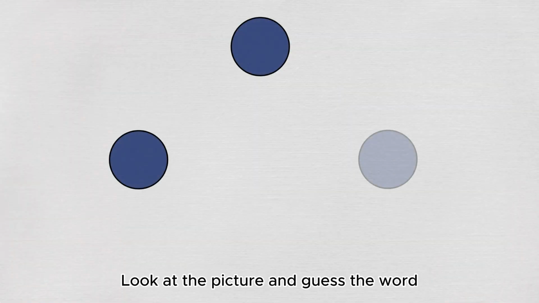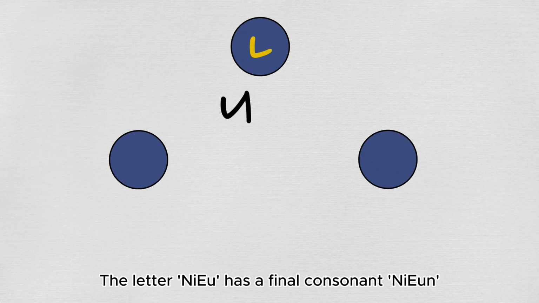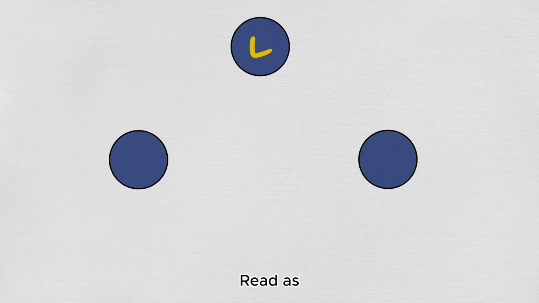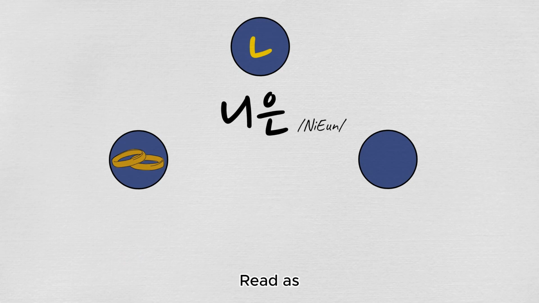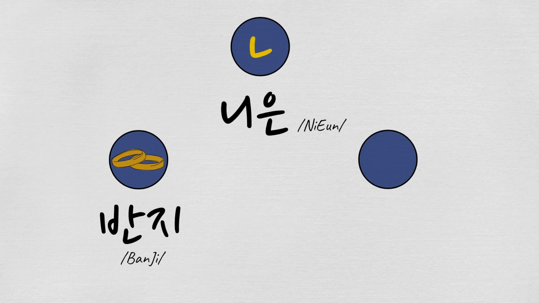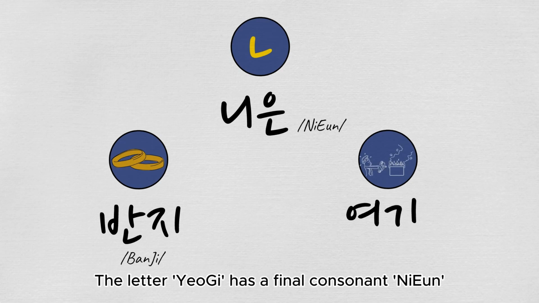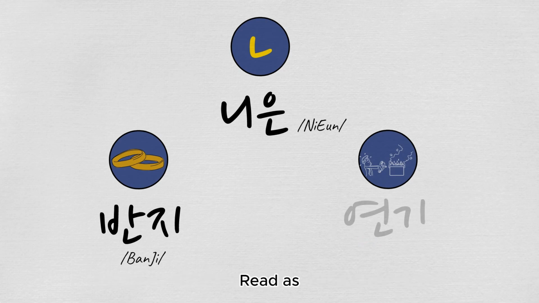Look at the picture and guess the word. The letter 니으 has a final consonant 니은. It's read as 니은, niun. 니은. The letter 바지 has a final consonant 니은. It's read as 반지, ring. 반지. The letter 여기 has a final consonant 니은. It's read as 연기, smoke. 연기.